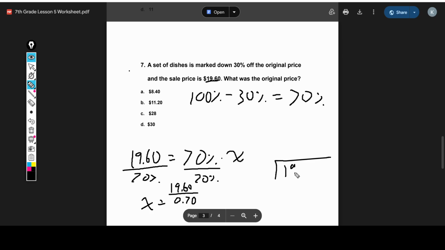We could just do long division, I suppose. And so 7 fits here twice. And then you subtract 14, you get 56. 56, 7 fits in 56 8 times. And then that fits perfectly. So you end up with 28. So the original price is $28.